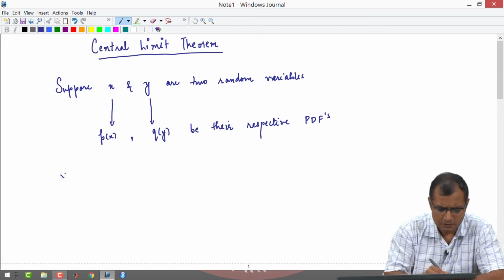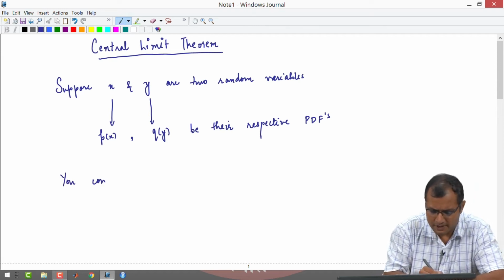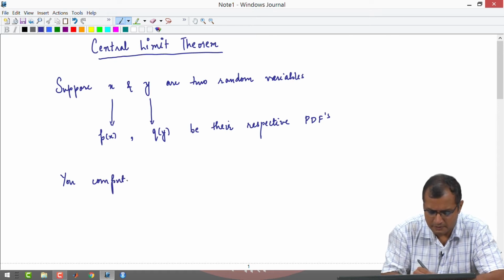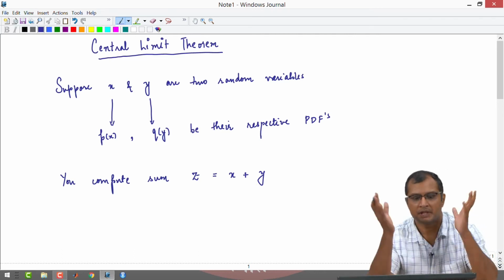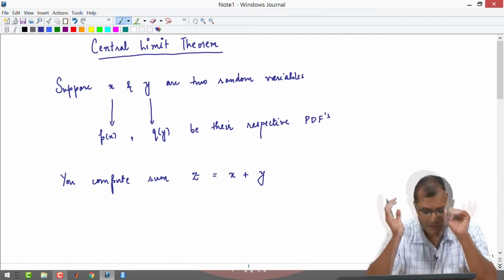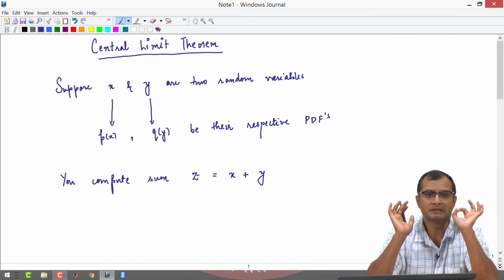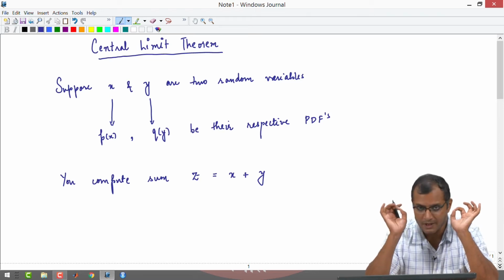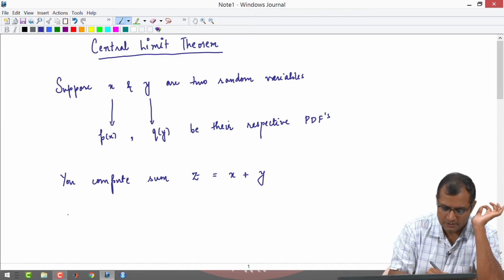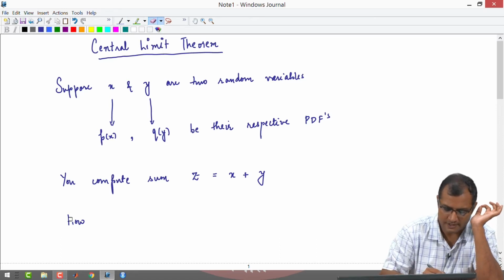and now you compute a sum of these two random variables, call the sum z, which is equal to x plus y. Okay. Simple. You take two PDFs p of x and q of y, you draw a random variable from p of x, call it x, and you draw a random variable from distribution q, call it y, you add them up, call the sum z, and ask a question: how or what is the PDF of z?